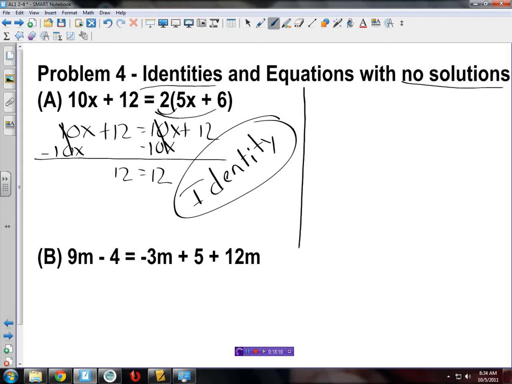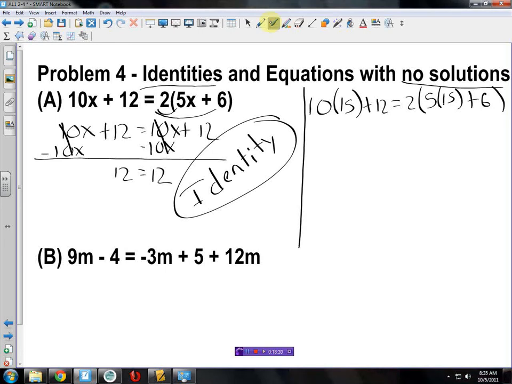Give me an x. Give me a number. 15. If I take out x and put in 15, these two sides will equal each other. Does that happen with most equations? Most equations, you can plug in only one number, and it will give you a right answer. Right? So 10 times 15 is 150, plus 12 is equal to 2 times, 5 times 15?